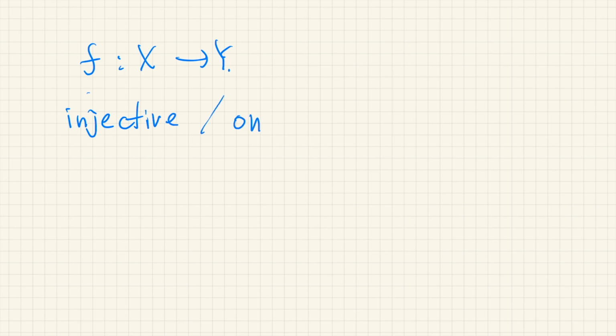Next, I'll explain inverse maps. But before that, we first define the notions of injection and surjection and bijection. Okay, let's say we have a map from X to Y. Then this F is called injective or one-to-one.